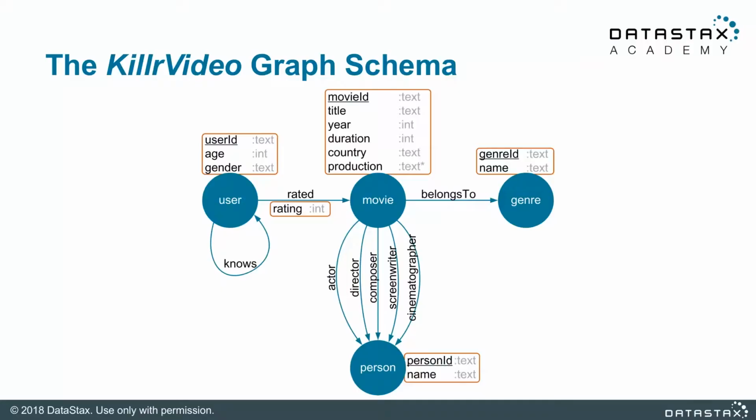For our upcoming examples, a reminder, as always, of our killer video movie schema. Users know other users, users rate movies, and movies belong to genres. We also have people who act, direct, write, or compose the movies in our killer video sample data. For the upcoming examples, it's important to remember that users rate movies and users know each other. That's the part of the example data that we're going to be extracting for our traversals.